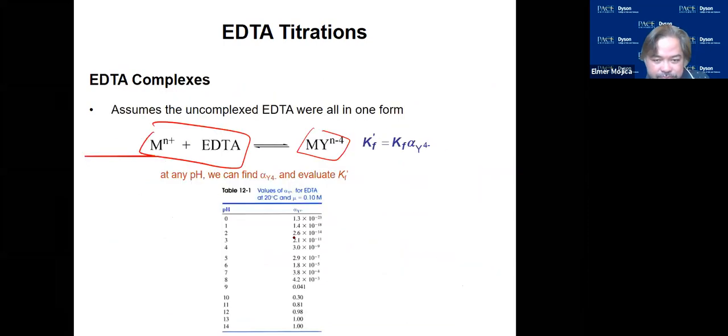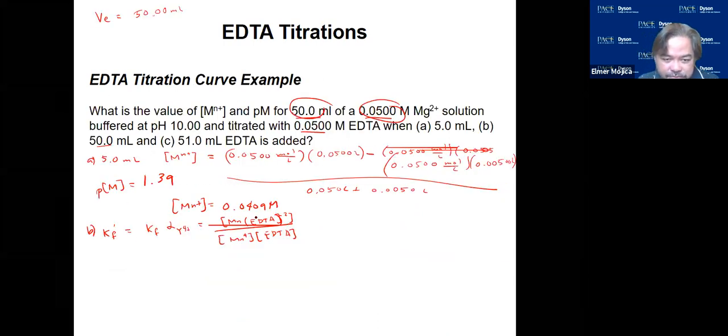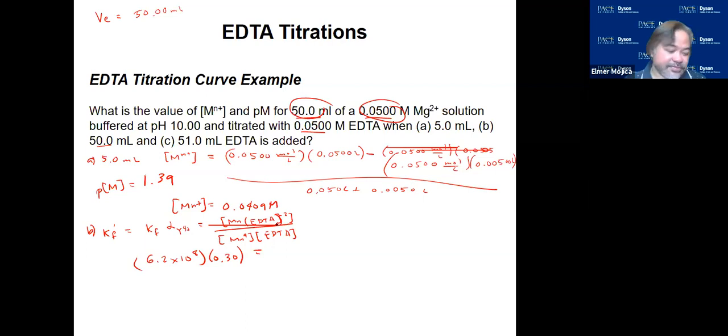So you have the 6.2 times 10 to the 8, and then that's pH 10, so that's 0.30. So how do we get the concentration here? 0.0250. So we're going to use like an initial concentration minus the concentration that was produced. So I'm just going to put it like this here.